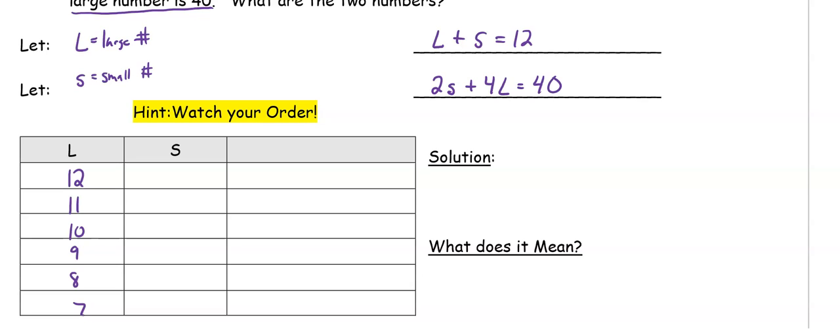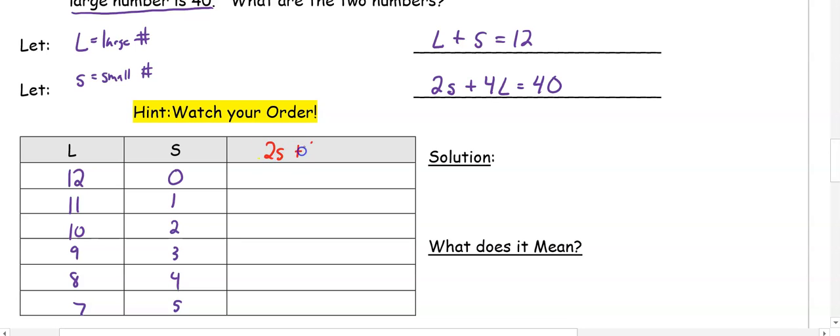For the small number, we don't want to just reverse and start at 7, because 12 plus 7 would be 19. So I have to think about it: if my large number is 12, 12 plus what gets me 12? Well, that would be 0. 11 plus what gets me 12? 1. 10 plus what gets me 12? 2, 3, 4, 5.